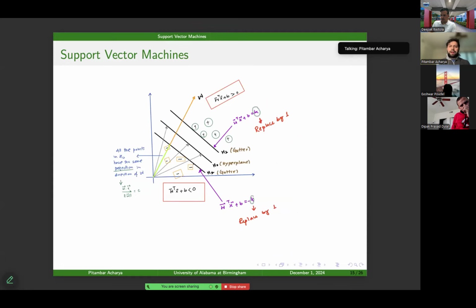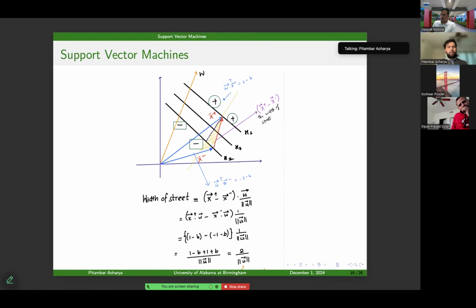Here, I replace the constant K by 1, so that the upper gutter S1 becomes W transpose X plus b equals 1, and the lower gutter S2 becomes W transpose X plus b equals negative 1. The region where W transpose X plus b is less than 0 is for the negative data, and the positive data are represented in the region where W transpose X plus b is positive.